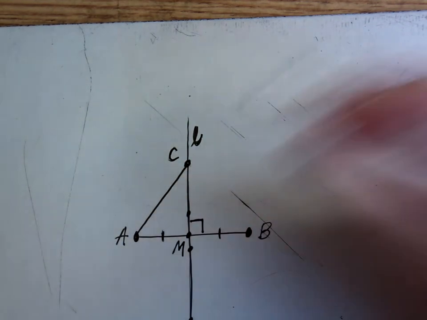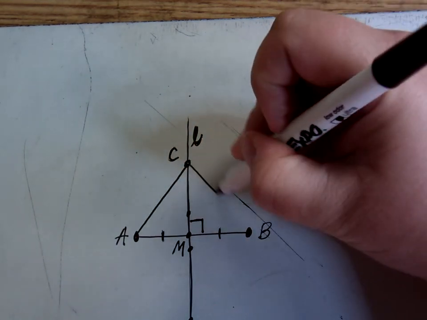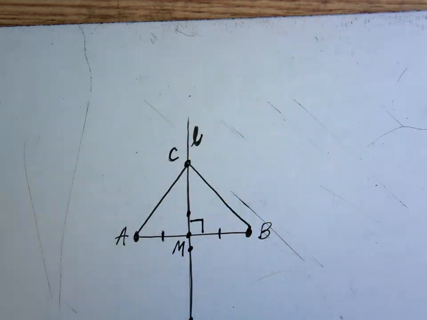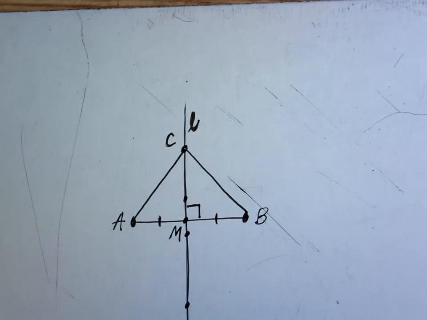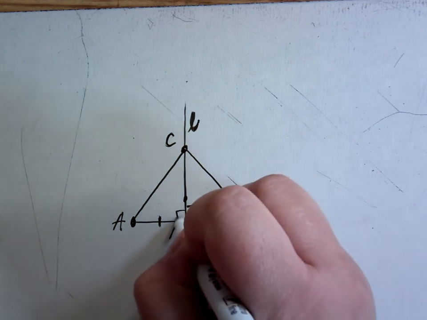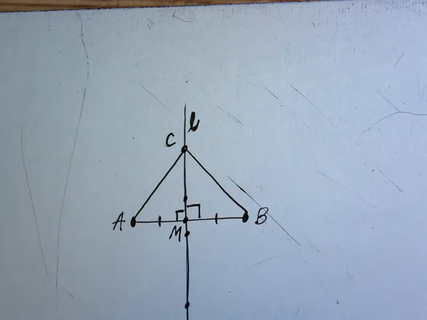I'm going to attach it to A, and I'm going to attach it to B. What have I just created? Two triangles. These two triangles are congruent. How do I know they're congruent? Think about it for a second. Side angle side. This is a right angle, so this is a right angle. Those two angles have to be congruent by the right angle congruence theorem. It says all right angles are congruent.